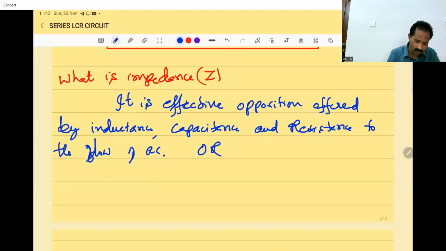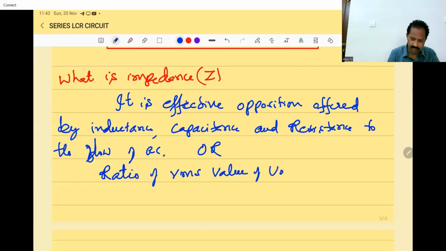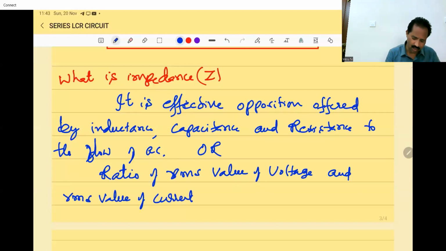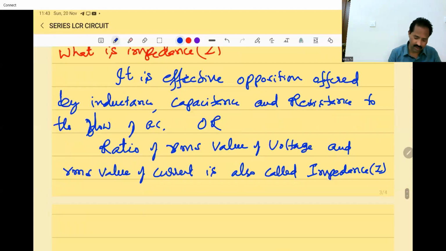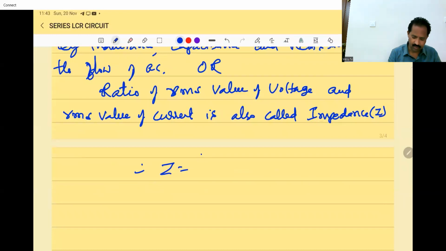Or we can say another way: the ratio of RMS value of voltage and RMS value of current is also called impedance, denoted by Z. I can say, therefore, Z is equal to V by I, or VRMS by IRMS.